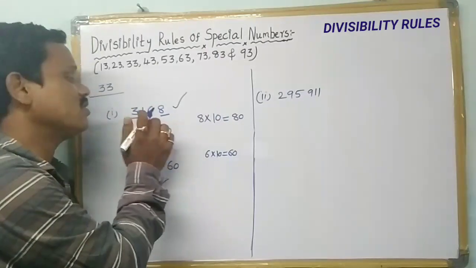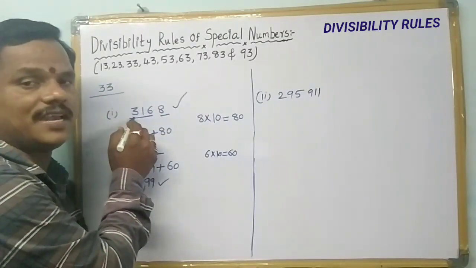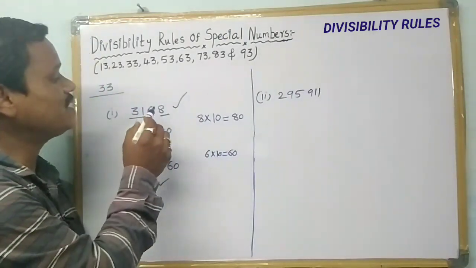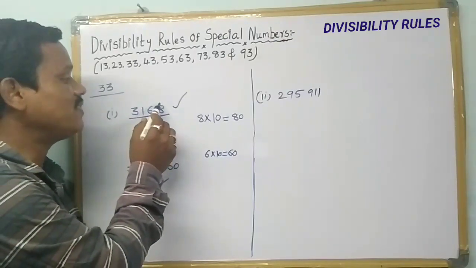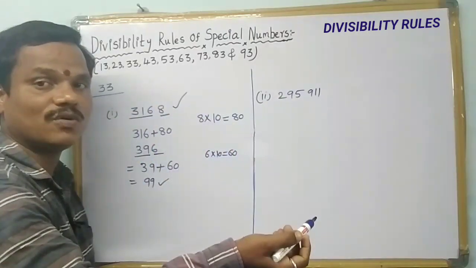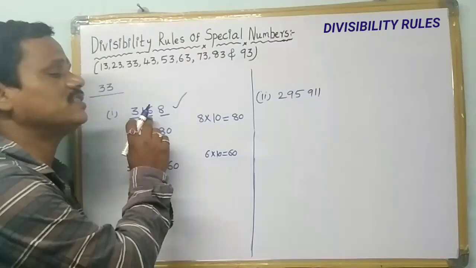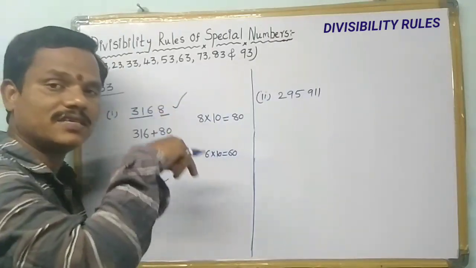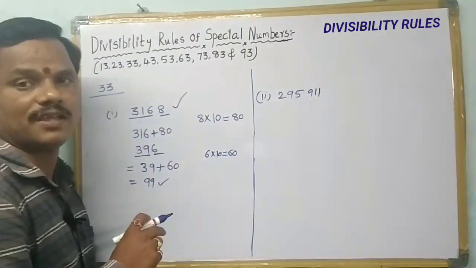So the sum of these digits is 8 plus 6 is 14, plus 1 is 15, plus 3 is 18. So this number is divisible by 3. Now, what is the sum of the digits at even places? 6 and 3, the sum is 9. The sum of the digits at odd places is 8 plus 1, 9. Their difference is 9 minus 9, 0. 0 is divisible by every number, so 0 is divisible by 11. So 3168 is divisible by 11 and 3168 is divisible by 3. So 3168 is divisible by 33.